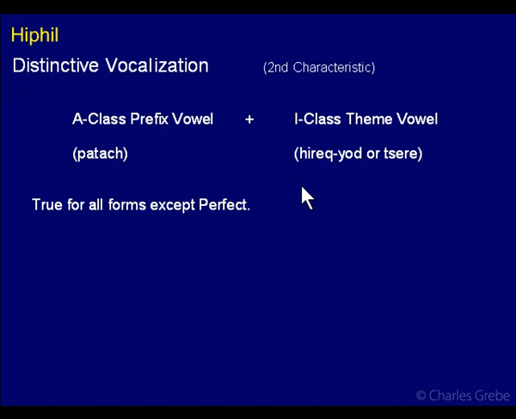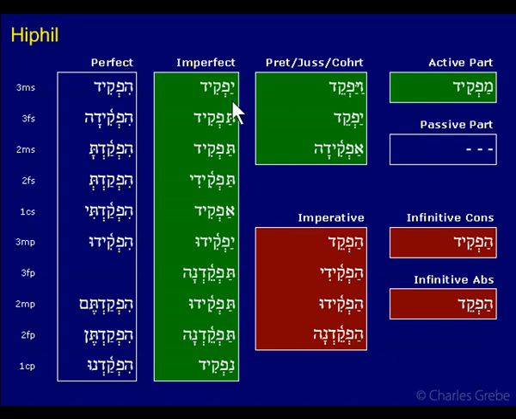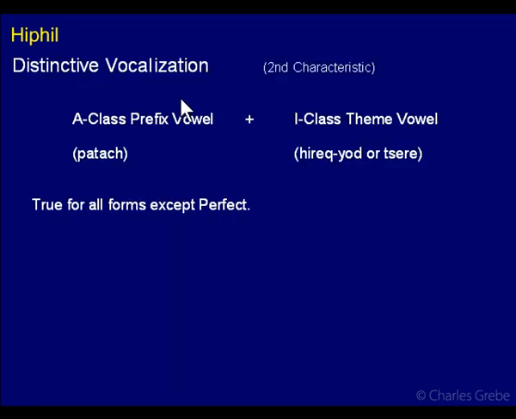And the way this is often labeled, and the way I'm labeling it here, is the distinctive vocalization, which is the second characteristic of the Hiphil: A-class prefix vowel plus I-class theme vowel. That translates as patach plus hiriq yod or tsere. And it's true for all forms except for the perfect. So A-class prefix vowel, I-class theme vowel. Now the A-class is always patach, but the I-class can be hiriq yod, or if we go down here, it can be tsere.